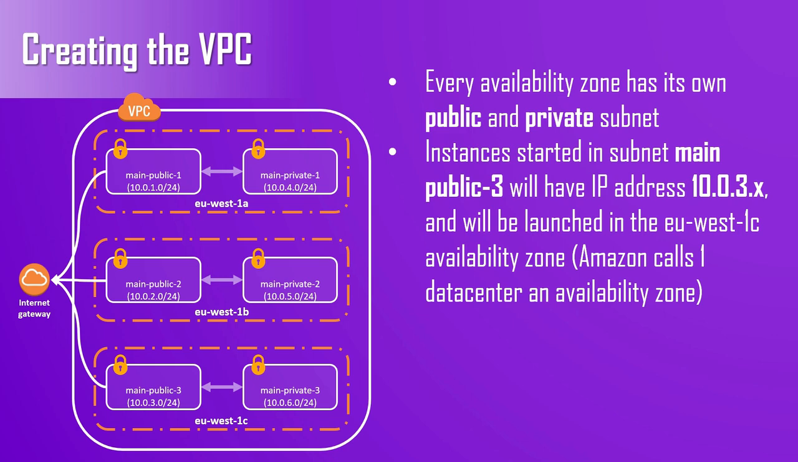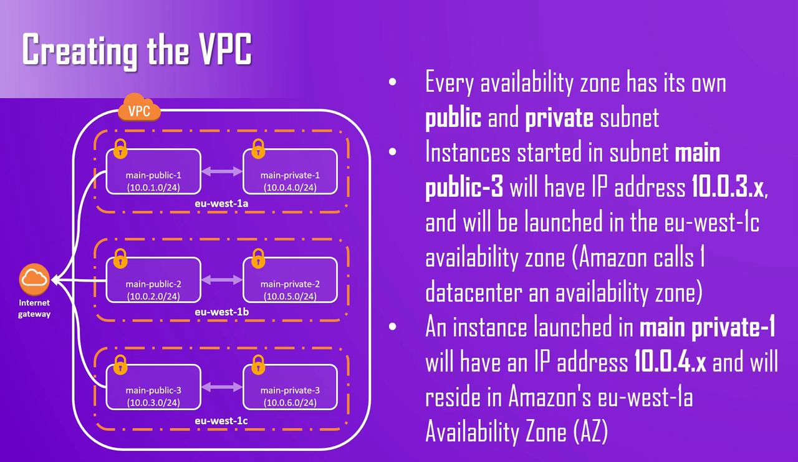Amazon calls one data center an availability zone. So, in EU West 1, we have 3 availability zones, 3 data centers, and if you launch an instance in main public 3, it will always have an IP address in the 10.0.3 range. An instance launched in main private 1 will have an IP address 10.0.4.x, and it will reside in Amazon's EU West 1 availability zone.